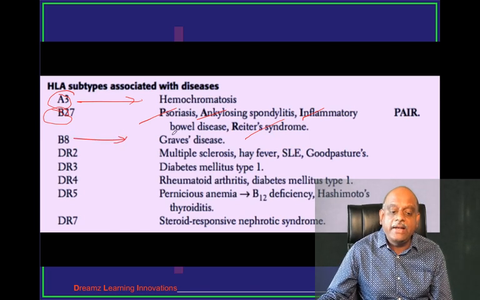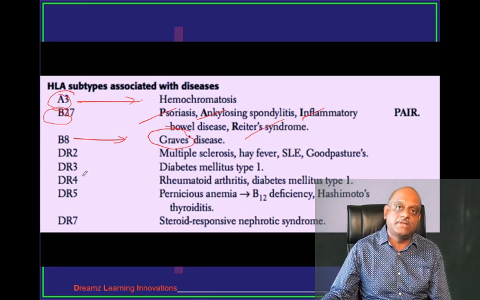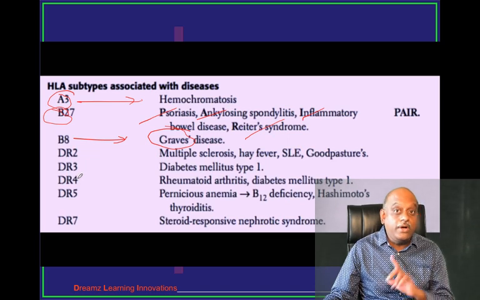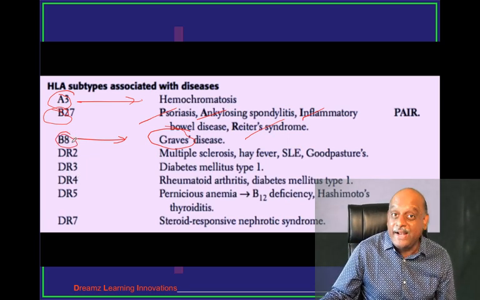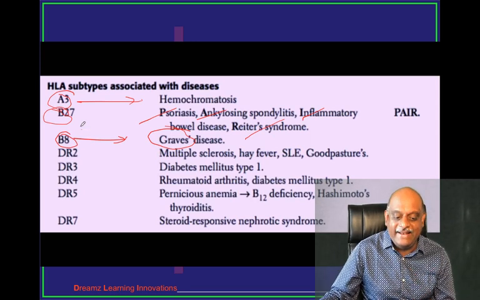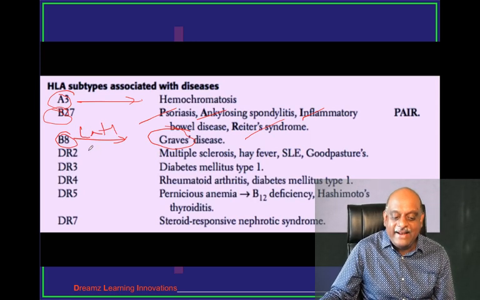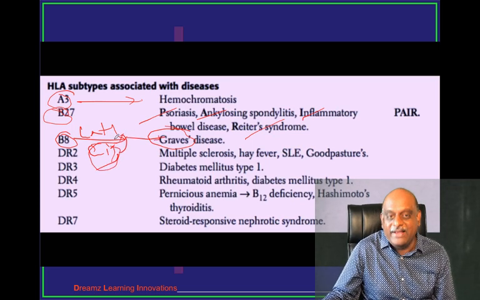HLA B8 is Graves disease. Don't be late, otherwise you will go to grave. Don't be late. Huh? Late is eight, B8. If you are late, then you are grave.